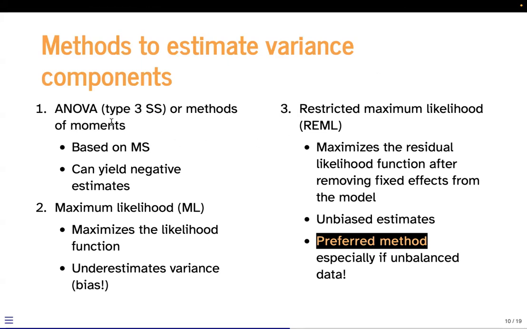So the three methods that are listed here, the first one is the ANOVA type 3 sum of squares or method of moments, that is based on the mean squares formula that we've seen up until now, but it can yield negative estimates of variance, which is not biologically possible, right? So if that's the case, then people just set it to zero, but it's not advised. Or when this happens, this method here is not advised.